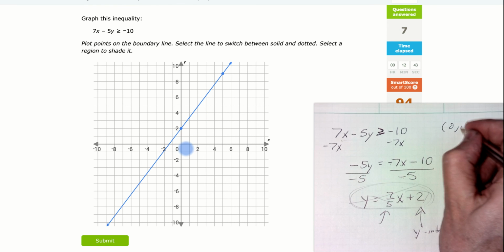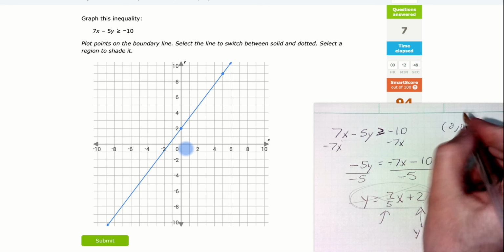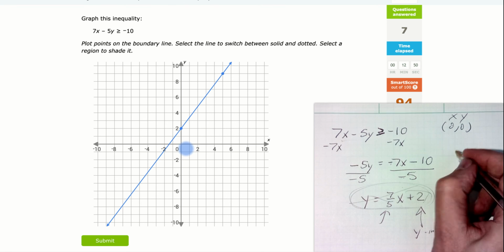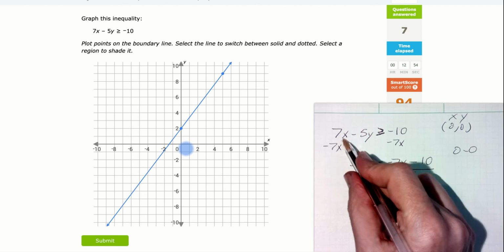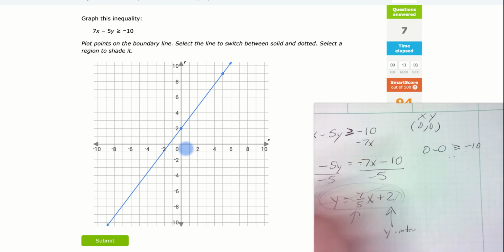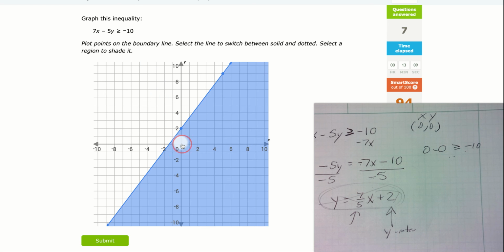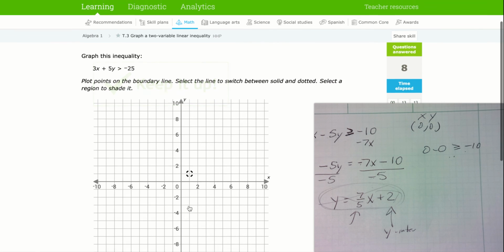and now I'm going to try this origin point of 0, 0. So I'm going to go 7 times 0, because I'm making x 0. 7 times 0 is 0. Plug in a 0 for the y. 5 times 0 is 0. That's what I like. It's very quick and easy. 0 minus 0 is 0. Is 0 greater than or equal to negative 10? Negative 10, because that's what the problem says. Is 0 minus 0 greater than or equal to negative 10? It is. This point here works. So I click it, and it shades the right side, and I get it correct.